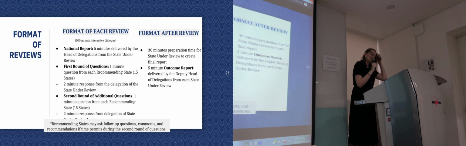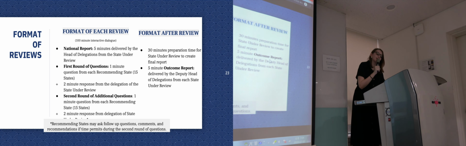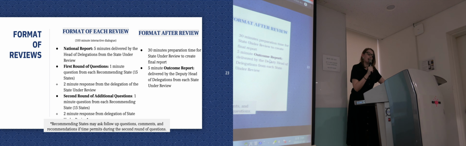So because that was a lot of information, I'll just run this down as follows. So the format of each review is a 100-minute interactive dialogue. We will have the national report to start things off, which will be presented for 5 minutes from the head of delegations from the state under review. We'll then have the first round of questions. So this will involve a 1-minute question being presented by each of the recommending states, followed by a 2-minute response from the relevant delegate from the state under review.